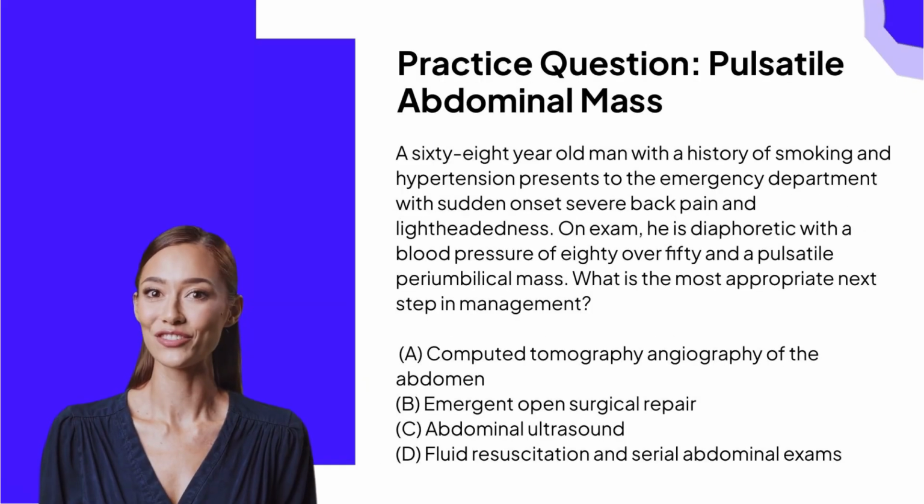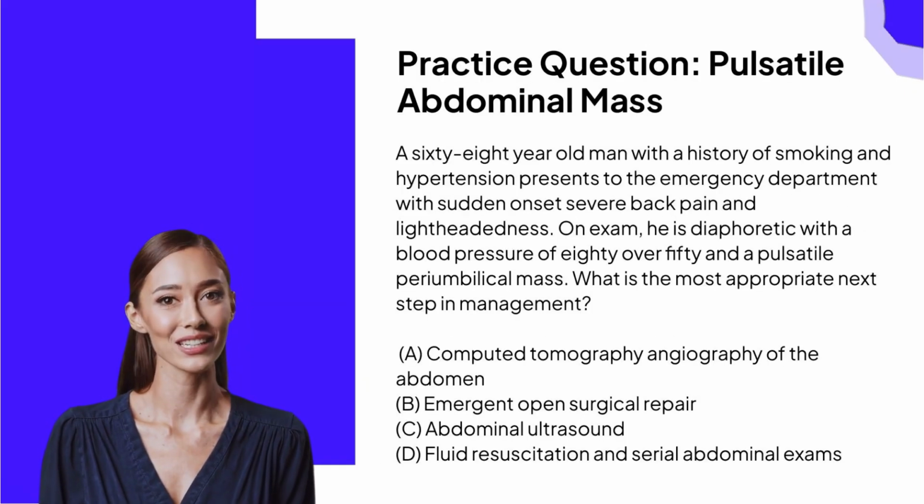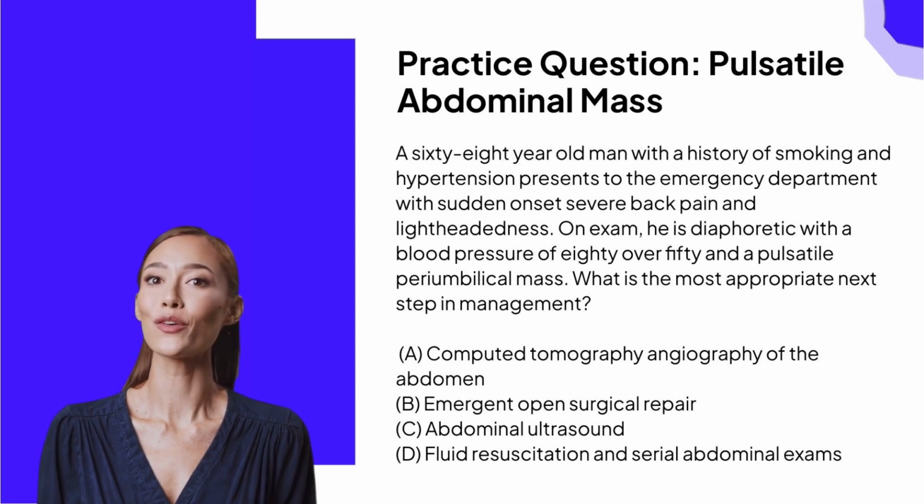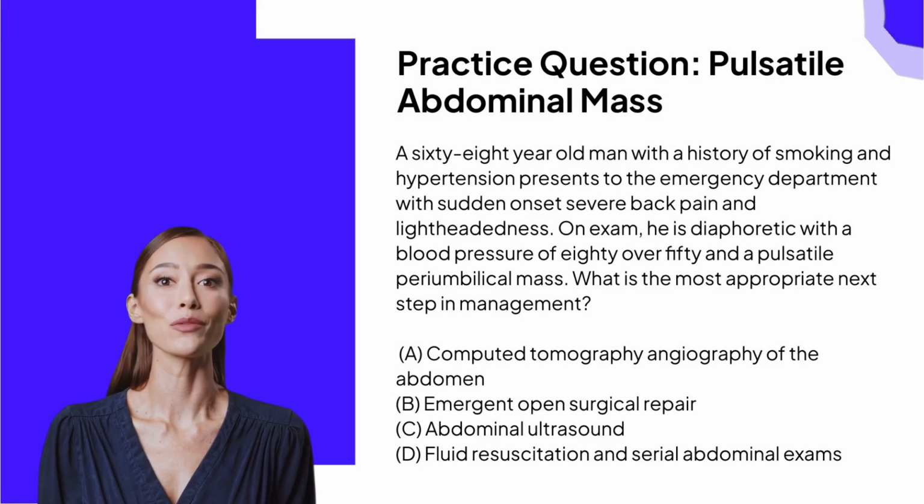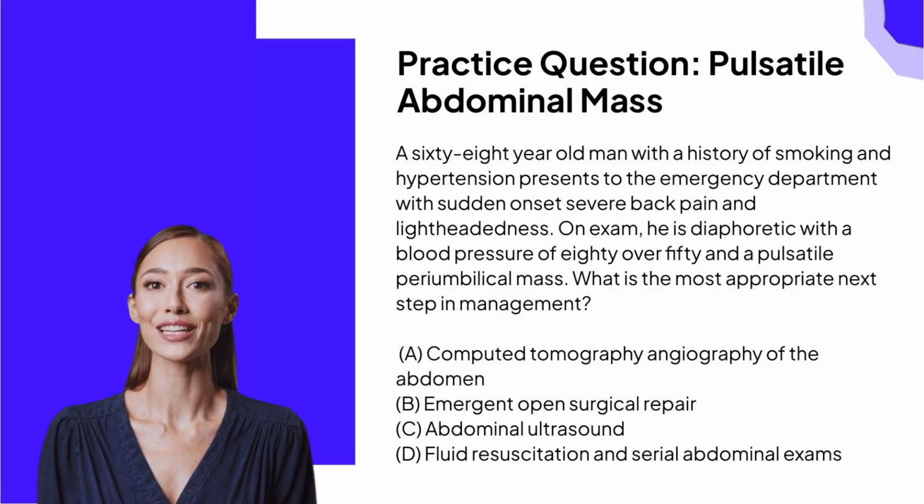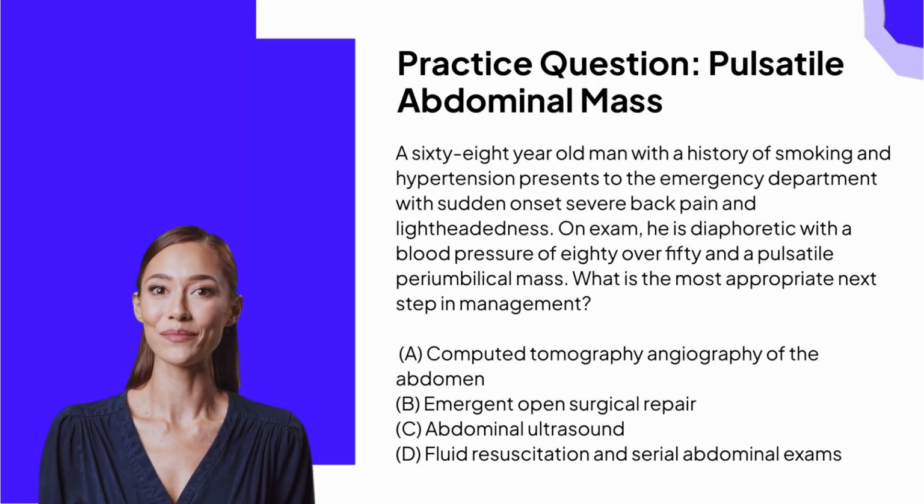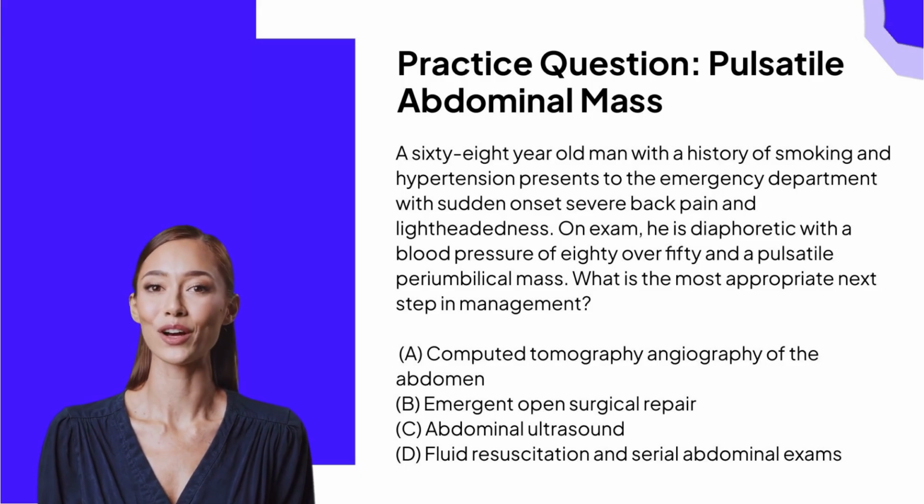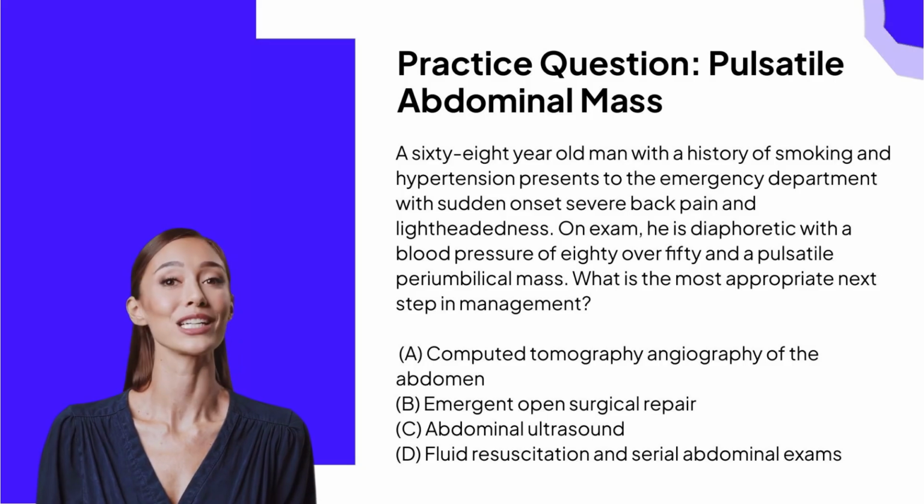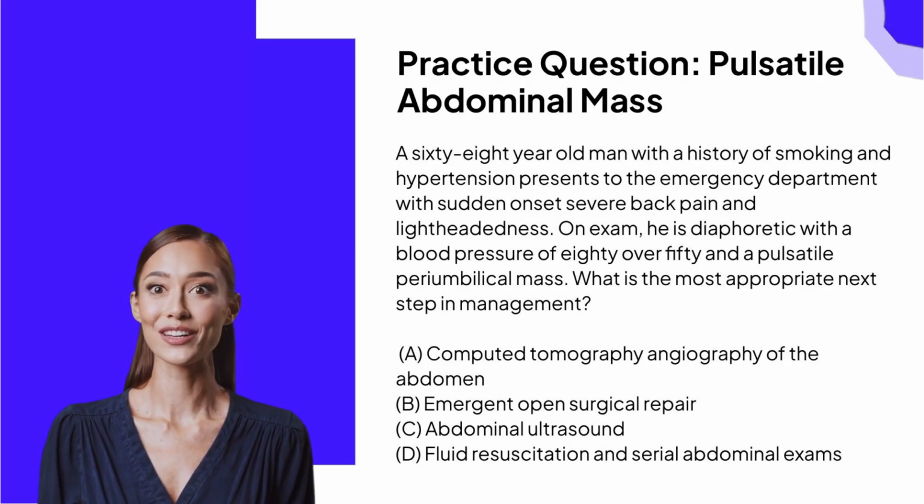Let us work through our first practice question. Read this carefully. We have a 68-year-old male smoker with hypertension who comes in with sudden severe back pain, lightheadedness, hypotension, diaphoresis, and a pulsatile abdominal mass. Take a moment and think about what pattern you recognize here. The answer choices are computed tomography angiography, emergent open surgical repair, abdominal ultrasound, or fluid resuscitation with serial exams. Think about what you would choose before we walk through the answer together.